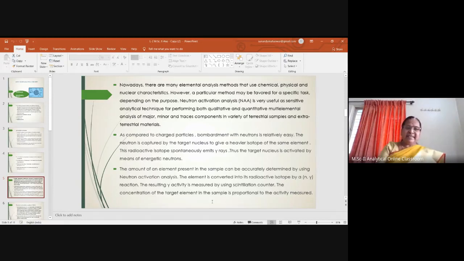Then consider the resulting gamma activity. Gamma radiation emit केलेले, that gamma emitted gamma radiation are measured by the scintillation counter. Proper detector method यूज करून आपण जी रेडिएशन या सॅम्पलने इमिट केलेले ती रेडिएशन मेजर केली. The concentration of the target element in the sample is proportional to the activity measured. Means depending upon the concentration, there is a direct relationship between concentration and the activity or radiations which are emitted by the sample. Means by measuring the radiation emitted by the sample, we can calculate the concentration of the target element. जेवढा अमाऊंट त्या रेडिएशनचं इमिट झालेलं आहे, by measuring that radiations activity, we can relate that directly into the concentration of the target element in the sample.